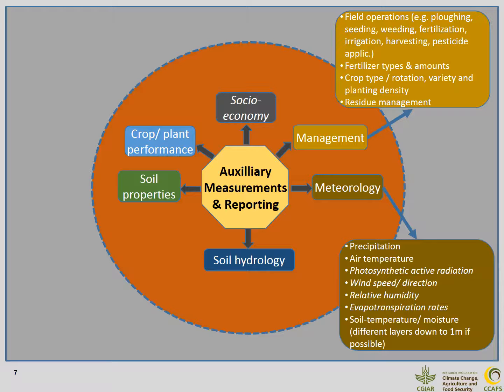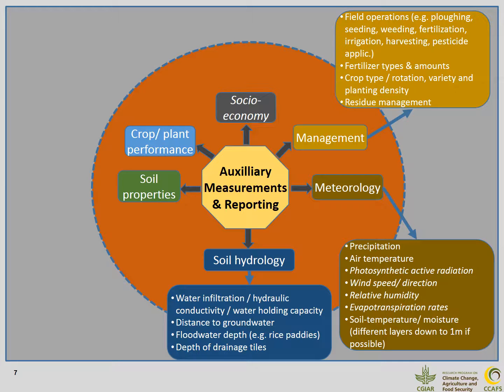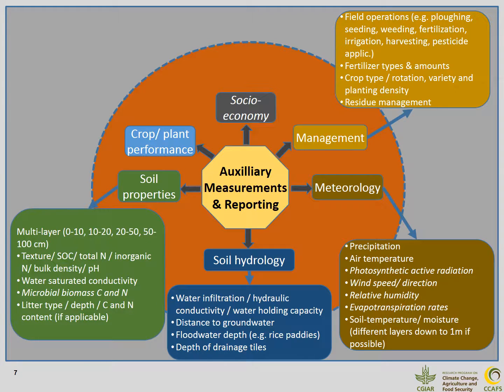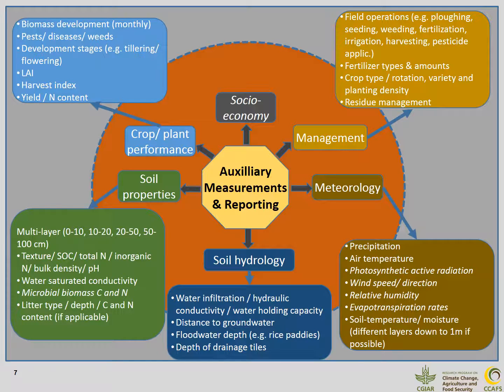At the same time, we should also observe soil hydrology, for example, with regard to water infiltration, distance to groundwater, or floodwater depths. Of outstanding importance for modeling is reporting on soil properties; texture, soil organic carbon, pH, etc. are mentioned here. And as we want to link greenhouse gas fluxes with crop performance, we should also have a very good understanding of our biomass development, leaf area index, harvest index, and yields.